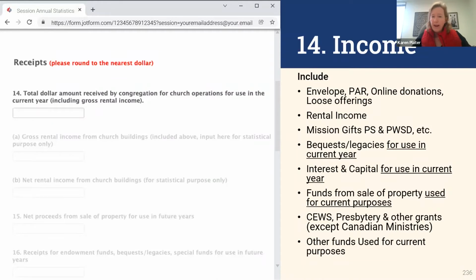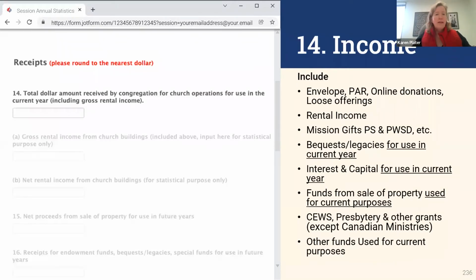Where do we report grants from the provincial government to cover loss of revenue due to COVID? If you use the money in 2021, you report it in 2021. If you did not require the funds, then you don't have to report it as revenue. You can report it under other funds. That's funds for use in the future.